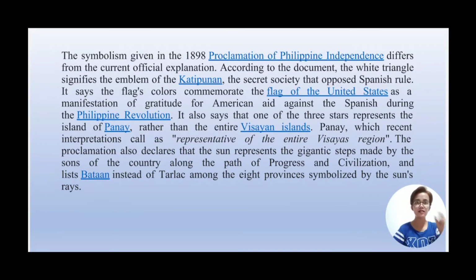So the symbolism given in the 1898 Proclamation of Philippine Independence differs from the current official explanation. According to the document, the white triangle signifies the emblem of the Katipunan, the secret society that opposed Spanish rule. I think you are all familiar with the Katipunan, right?